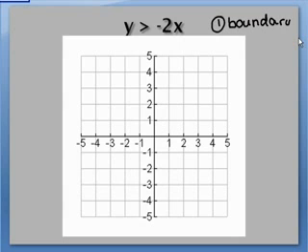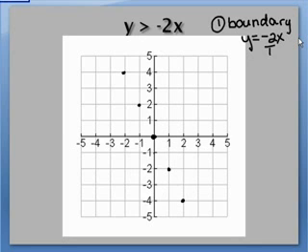And so to get the boundary, we change that inequality sign to an equal sign. And think of what that would look like. y is equal to negative 2x, so that's in slope-intercept form. That doesn't have a plus b at the end, so that means the y-intercept is 0. And we have a slope of negative 2, which is negative 2 over 1. So we go down 2 to the right 1, down 2 to the right 1, or up 2 to the left 1. This is our boundary line.